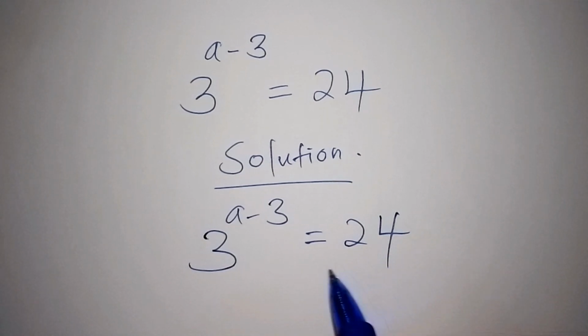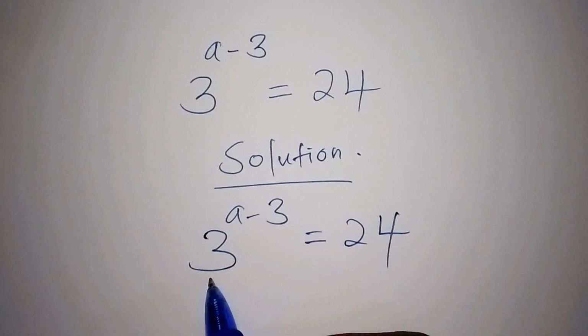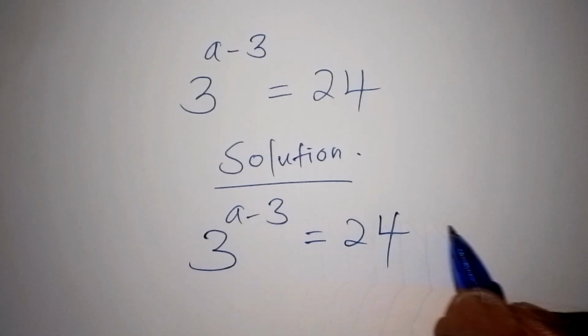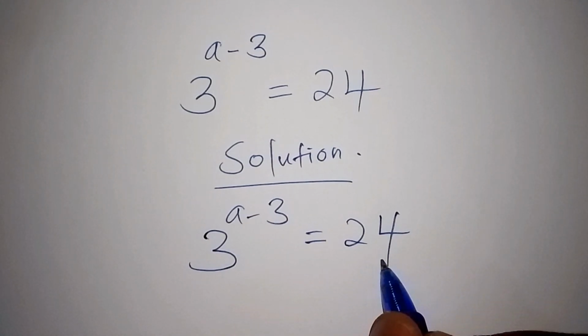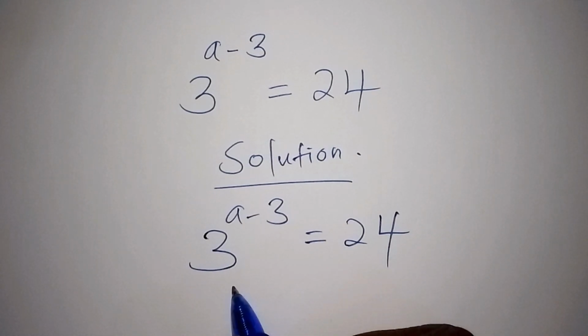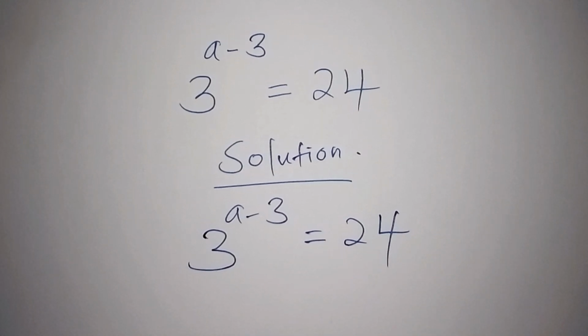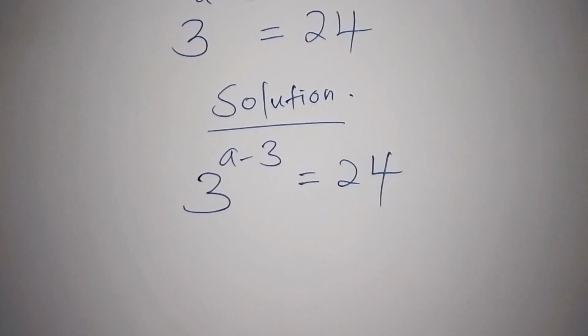Now 24 in this case is a whole number. 3 is a base, then a minus 3 is an index. So it is difficult for us to change 24 to the base of 3. So in this case I will have to use the shortest trick in working out this problem.